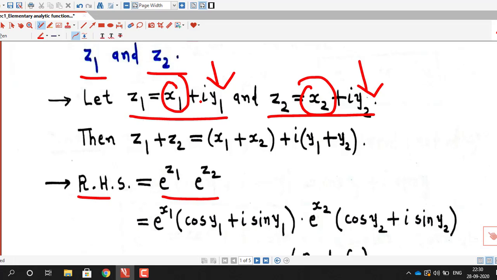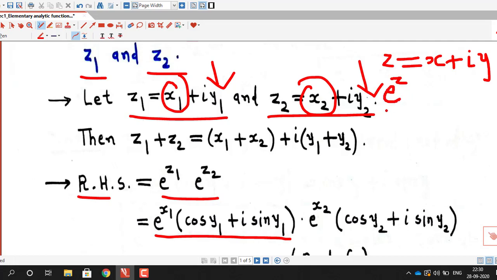Now z1 is x1 plus i y1. So by the definition of the complex exponential function, e raised to z1 equal to e raised to x1 into (cos y1 plus i sin y1). We are using this definition: if z is x plus iy, then e raised to z is nothing but e to the power real part of z into (cos y plus i sin y), where y means the imaginary part of z.